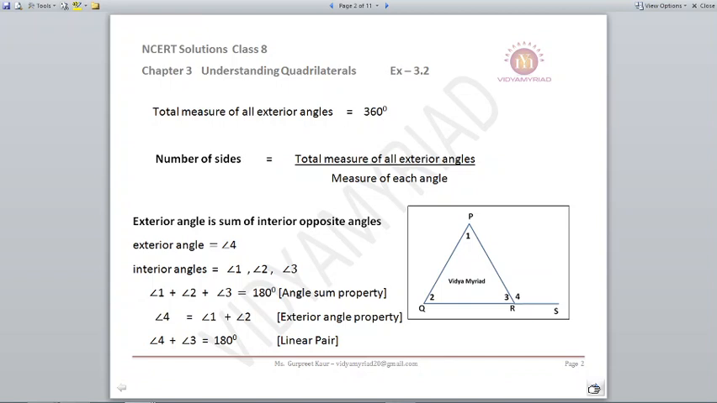Now, if you see 1, 2 and 3, angle 1 plus angle 2 plus angle 3, their sum will be equal to 180 degrees according to the angle sum property. Another thing, angle 3 and angle 4 are lying on a straight line. So, they form a linear pair, which means their sum will be equal to 180 degrees. So, based on this information, we will try to solve this exercise.